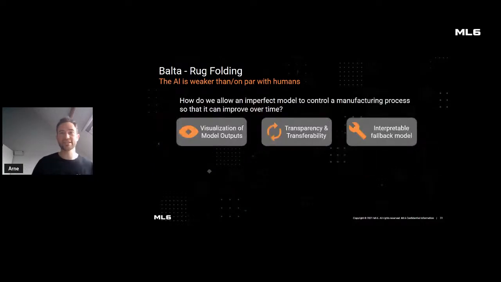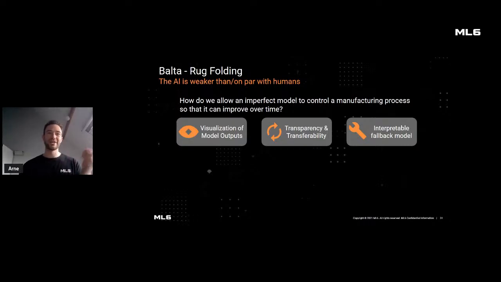So with that being said, and also knowing that our model was weaker than humans at the beginning, how do we create a solution where we allow an imperfect model to control a critical point in the manufacturing process, and we need to give it control of that process so that it can improve over time? Well, there were 3 key aspects into doing that.